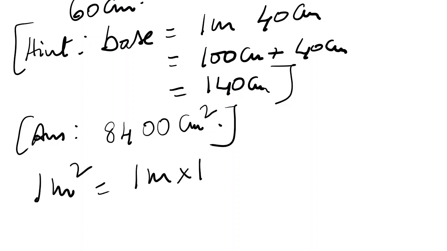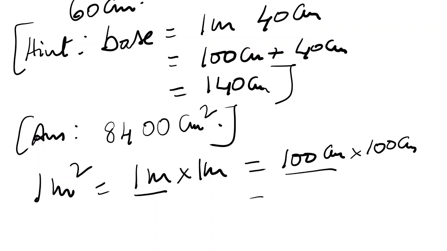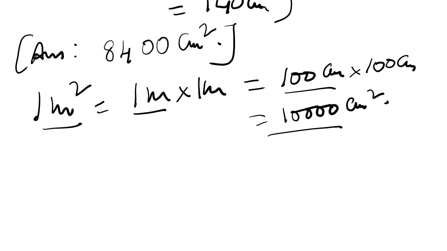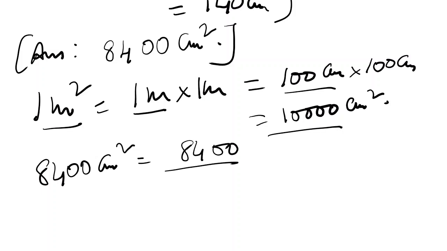Now, if you want to convert it into meter square, then 1 meter square is equal to 1 meter into 1 meter, that is equal to 100 centimeter into 100 centimeter. Do you agree? Because 1 meter is 100 centimeter. So 1 meter square is equal to 10,000 centimeter square. So if you convert 8,400 centimeter square to meter square, you have to divide it by 10,000, right? So this will be equal to 0.84 meter square. Okay? Now, the next question.